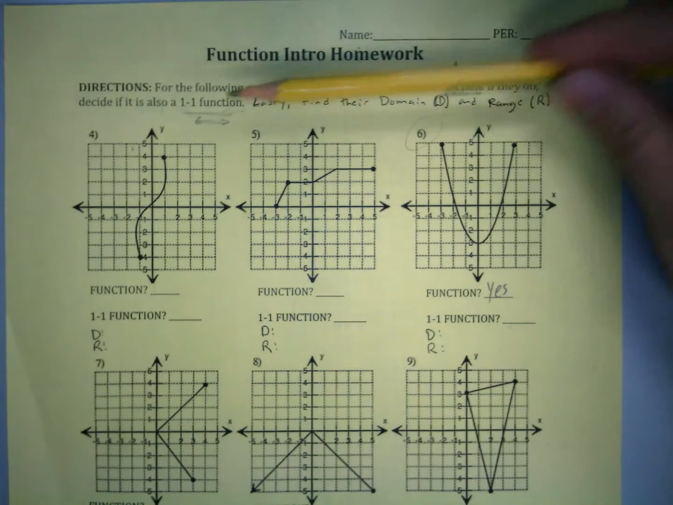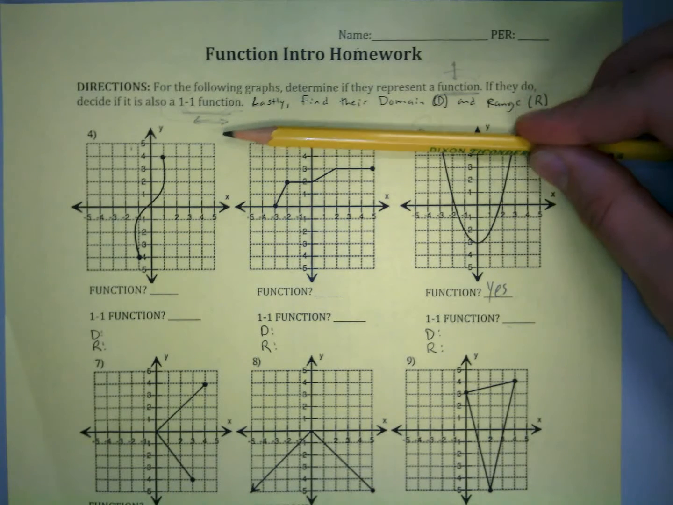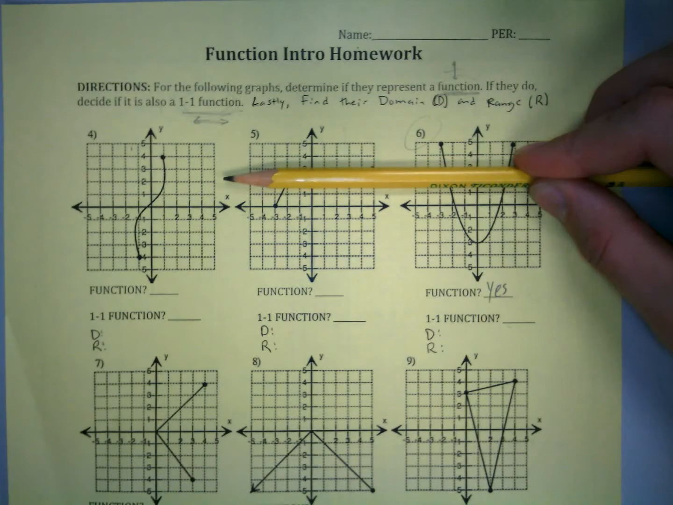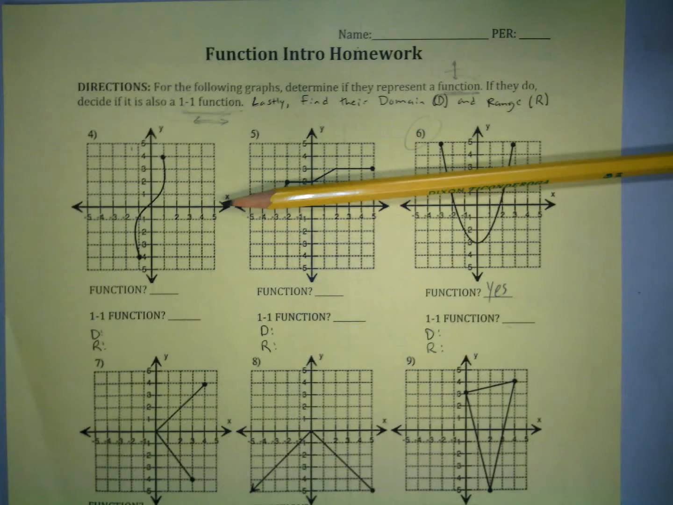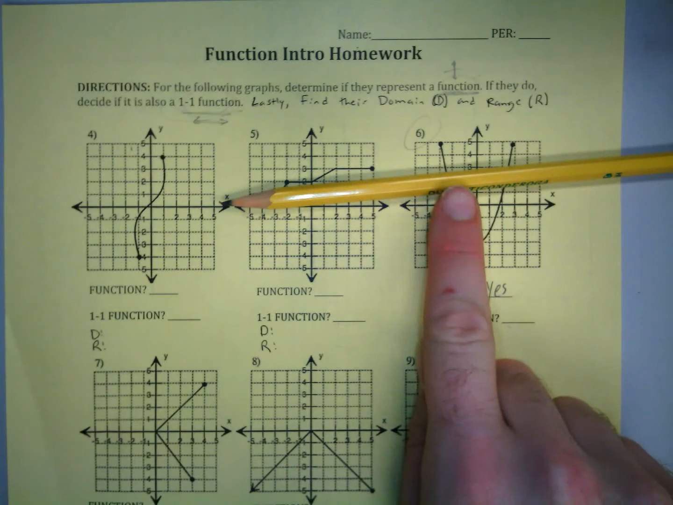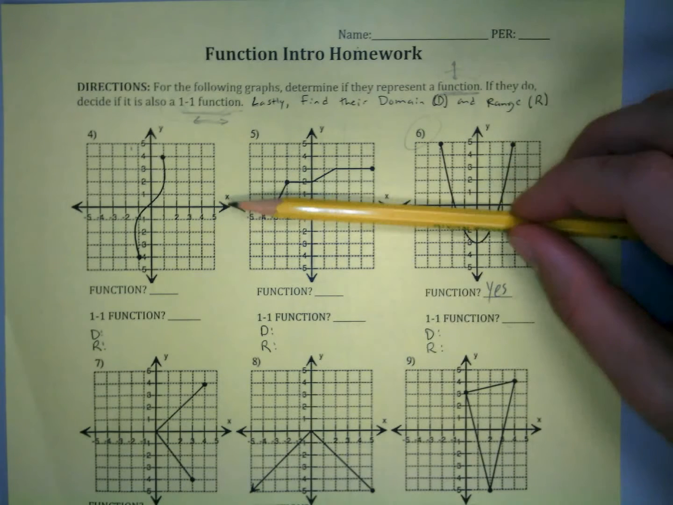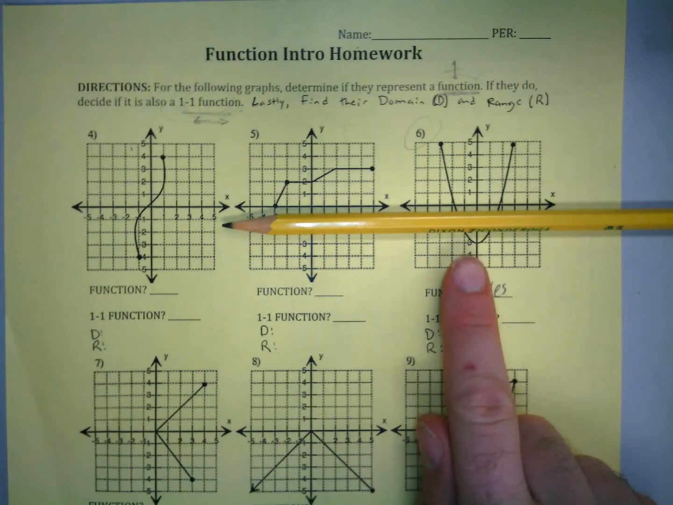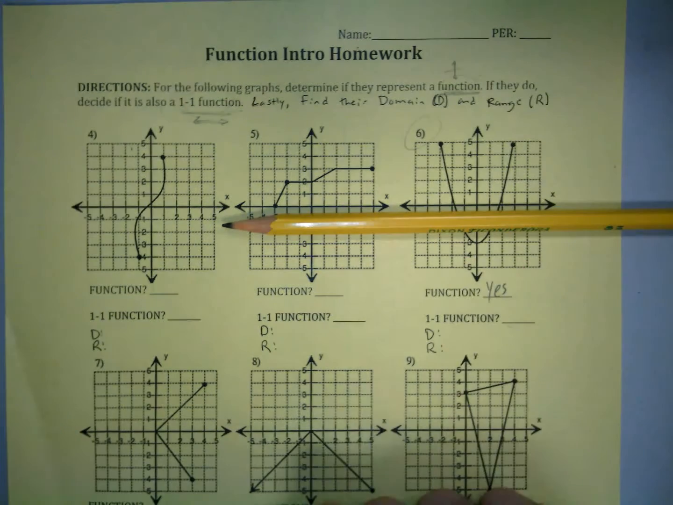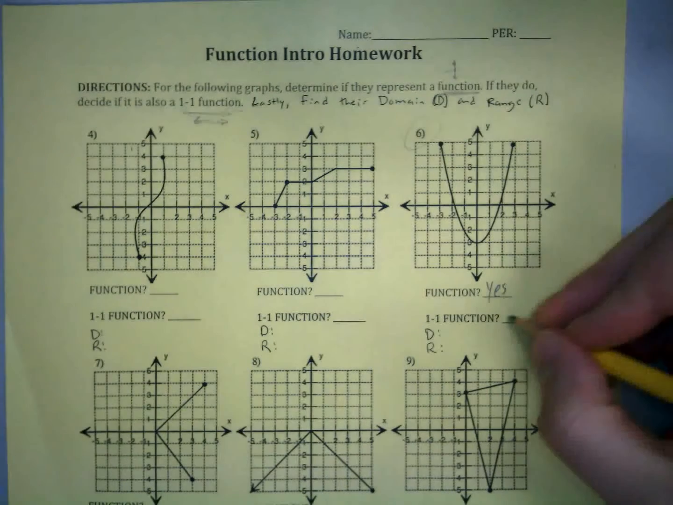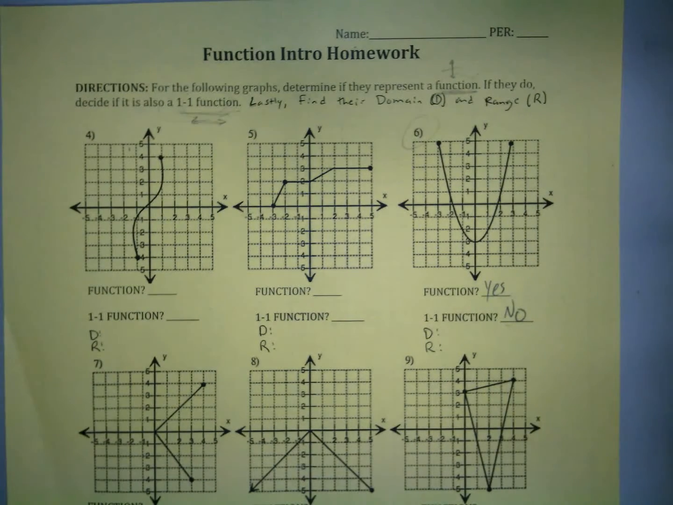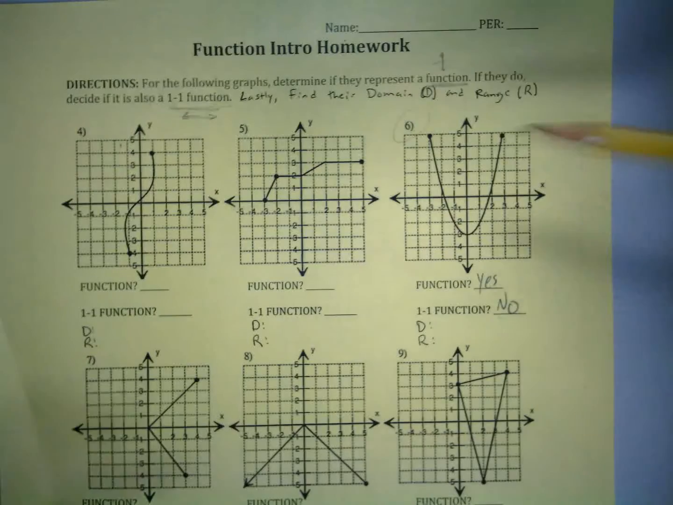Let's go horizontal line test. Slide your pencil up and down. Check it out. Really, no matter where I'm at, it's crossing that horizontal line at 2 places. I can go even way down here to the bottom, 2 places. So, is it a one-to-one function? No.